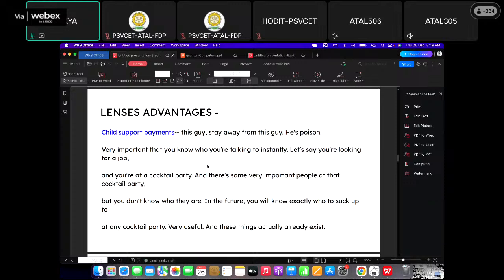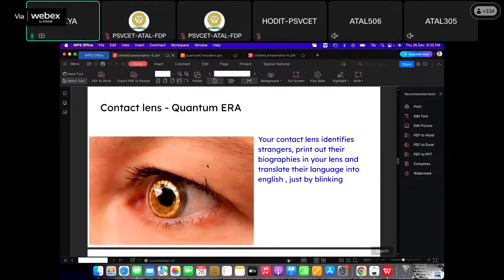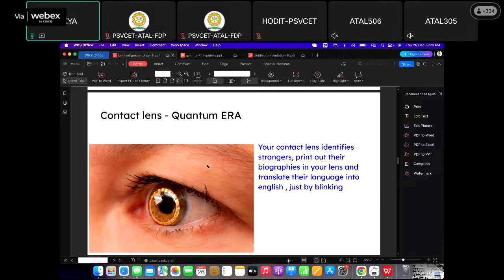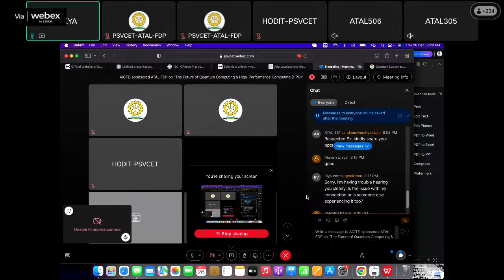Like you are just searching for a job, and there are some very important people at the cocktail party, but you don't know who they are. In the future, you will know exactly how to find out the exact person at any cocktail party. Very useful, and these things actually already exist. So you need to check the contact lens. Your contact lens identifies strangers, prints out their biographies in your lens, and translates their language into English just by blinking. So this is the extra level of innovation, the contact lenses I'm talking about. So no one can cheat you, no one can beat you.